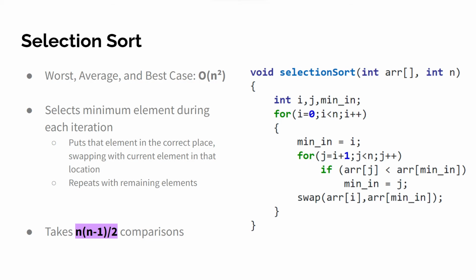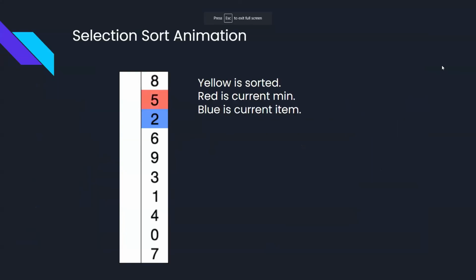Next, we have selection sort. Selection sort is by far the worst one, as you can see that the worst, average, and best case are all O of n squared. How selection sort works is that it's going to select the smallest item and then put it at its correct index position. Notice here in this animation, 0 was found first to be the minimum, so it was put in index 0. Next, it looked for the next minimum and it found 1, and so on and so forth.